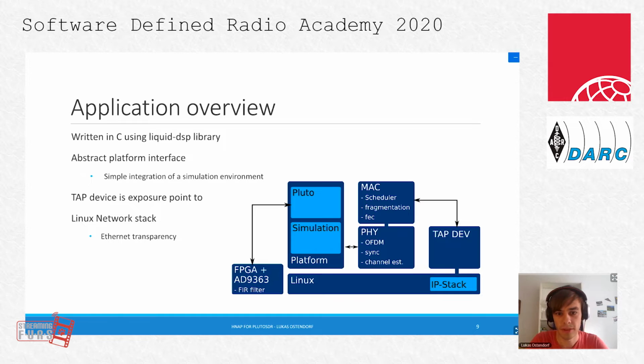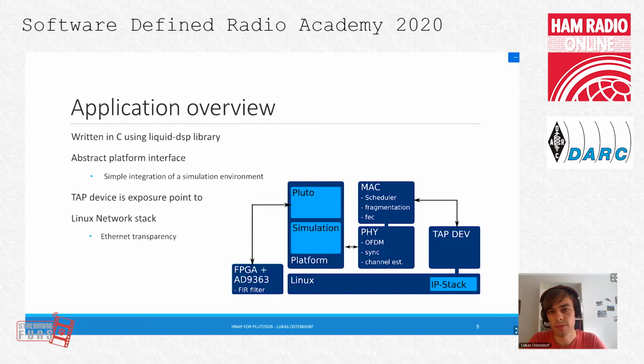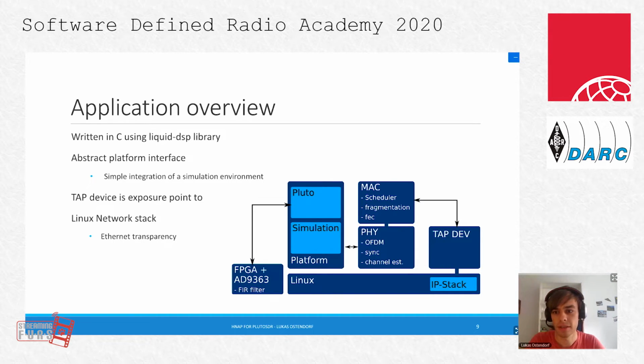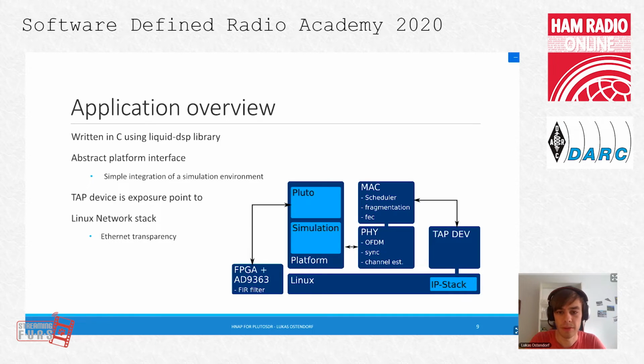Finally, after the MAC layer, we have a Linux tap device. So Linux tap devices are virtual Ethernet interfaces, which can be created in a Linux system. And an application can connect to a tap device and then just read Ethernet frames from the tap device, and also write Ethernet frames to the tap device, which are then forwarded to the Linux network stack. So this is the way we achieve the Ethernet transparency I've mentioned before.